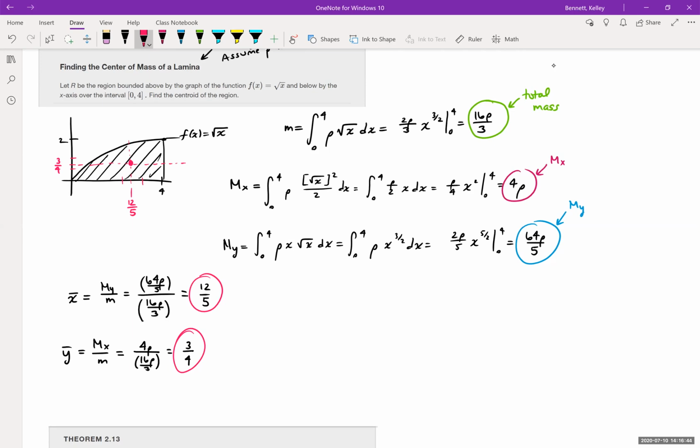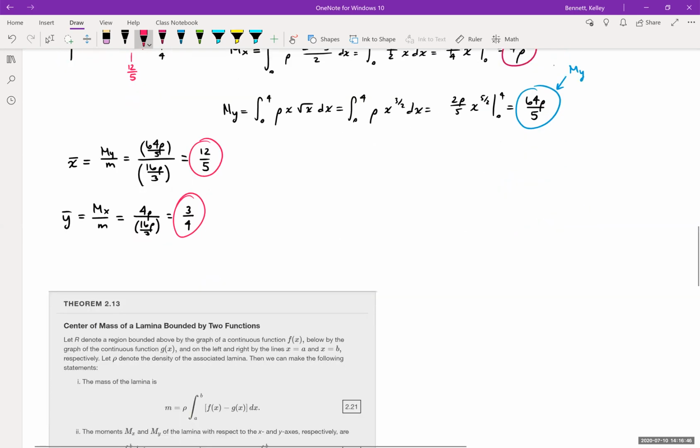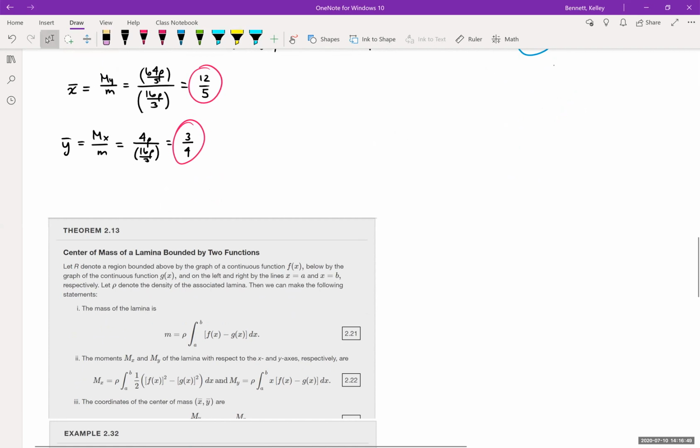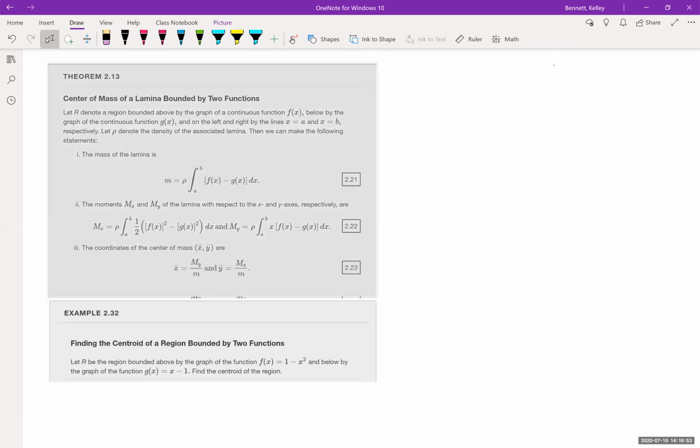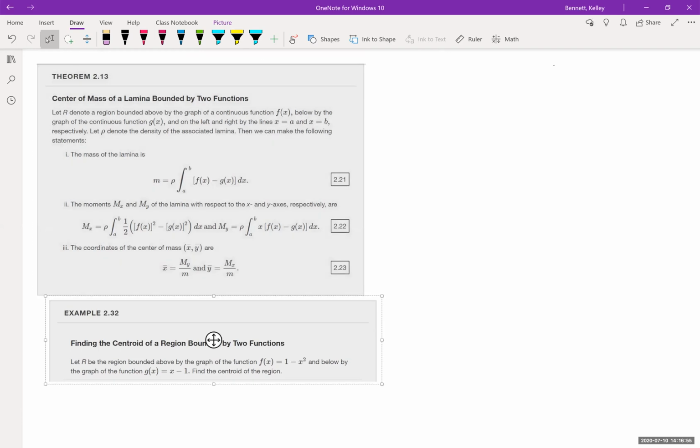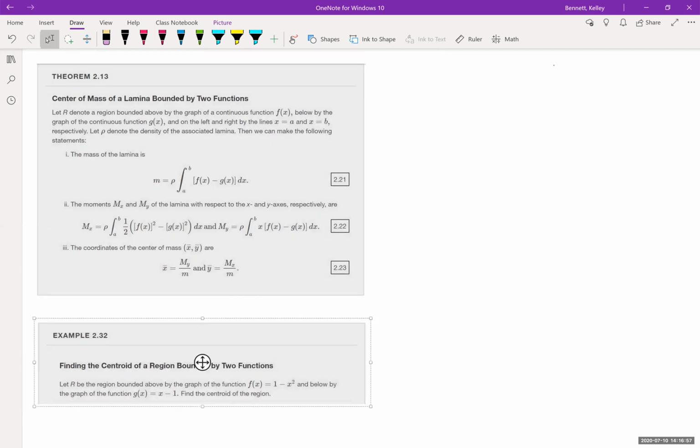If we have two functions that are going to determine our region, it's very much the same thing, except that we just need to make the adjustments here and here. So we just need to take the difference of f of x and g of x. So for squaring it, we have to square first, much like the washer method, and then for the other guy here. So those are the only differences.